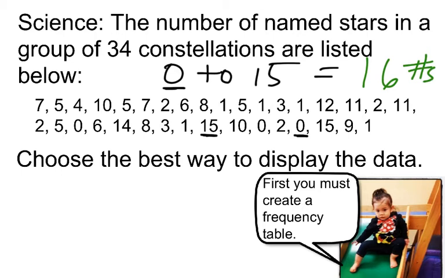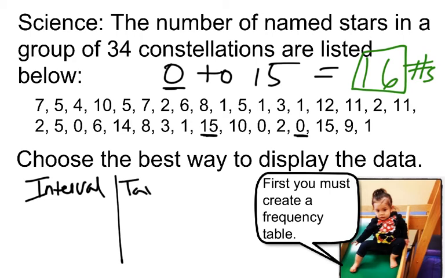So next we can ask ourselves, how can we group them? Well, I have 16 numbers. What's a good way to group 16? I could group them in groups of 2 and have 8 rows or 8 bars on my histogram, or I could bunch them together a little bit more, and I think that a good group would be groups of 4. So with my frequency table, I have my interval, my tally, and my frequency.